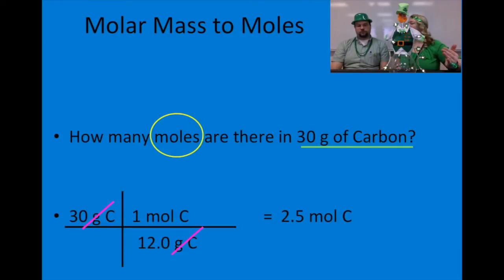Then anytime I see a vertical line, I multiply. Anytime I see a horizontal line, I divide. So I would take 30 times 1, which we all know is going to be the same, so I don't even necessarily have to do it.